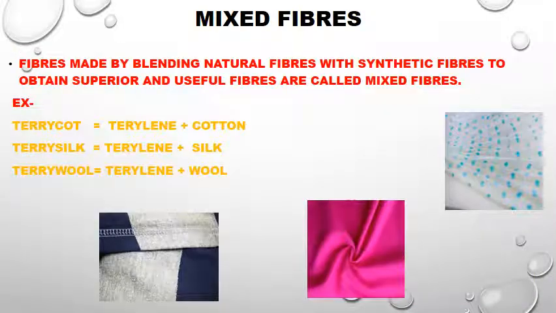Now, the last is mixed fibers. These are the fibers made by blending natural fibers with synthetic fibers to obtain superior and useful fibers. They are called mixed fibers, like terracotton, which is a blend of terylene and cotton, same as terry silk, mixed with terylene and silk, and terry wool, which is the combination of terylene and wool.